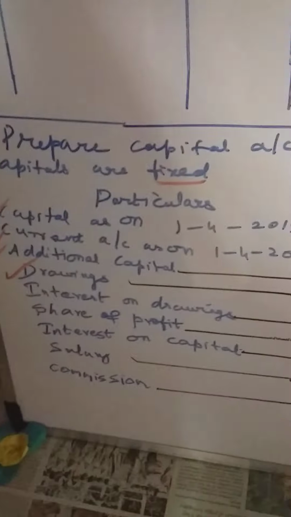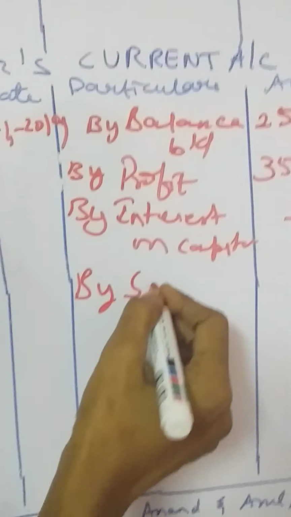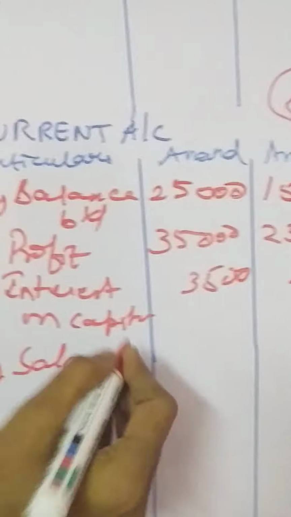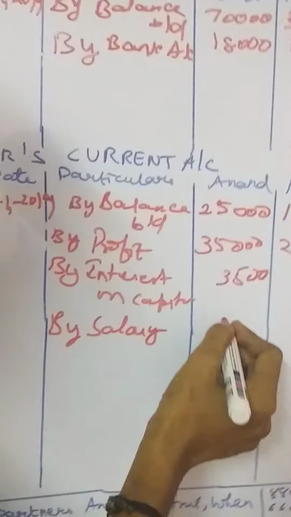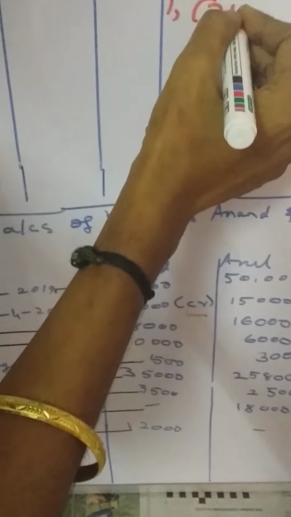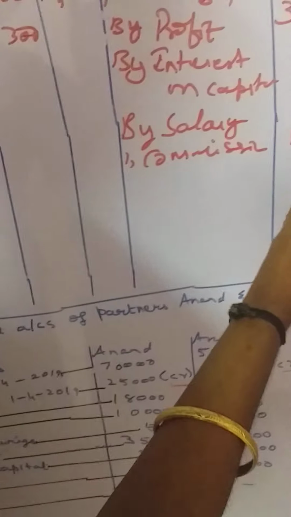Then next says salary. Salary for Anand is nil, whereas for Arul is 18,000. So salary, which is an income, by salary. All income should be credited under the nominal account. So by salary for Arul is 18,000. Commission, similarly, it's an income. So by commission, amount is 12,000 for Anand, for Arul nil.